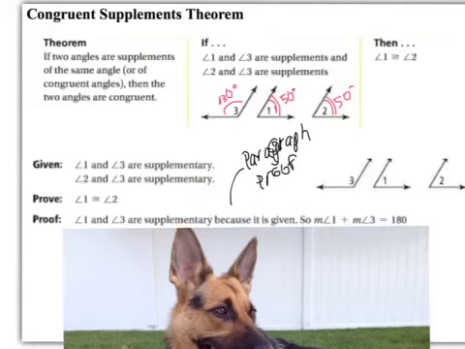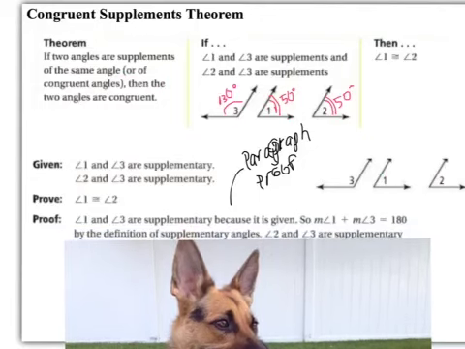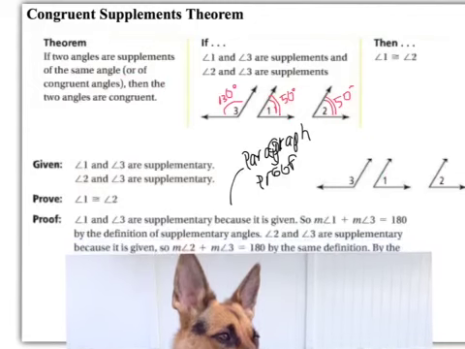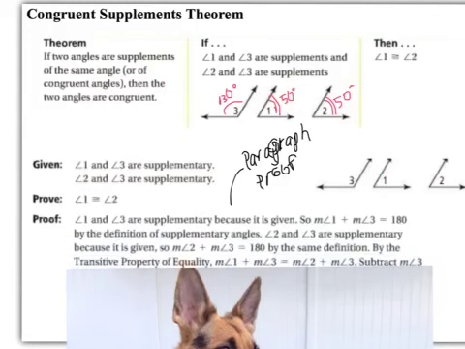So 1 and 3 are supplementary because it is given. Therefore, the measure of angle 1 plus the measure of angle 3 must equal 180 by the definition of supplementary angles. Angle 2 and angle 3 are supplementary because it's given. So the measure of angle 2 plus the measure of angle 3 must equal 180 by the same definition. Now we're going to use the transitive property of equality. Since they're both equal to 180, that means they're equal to each other.